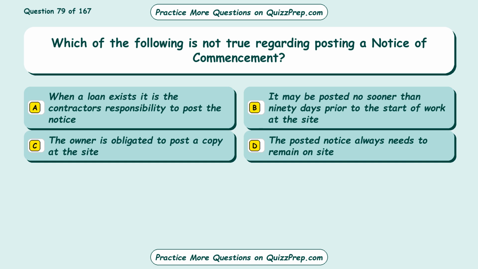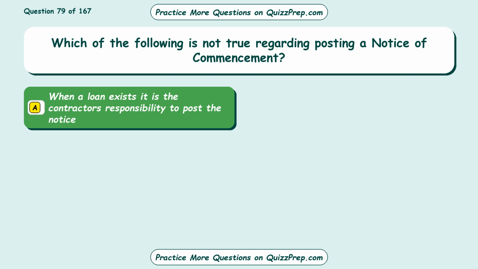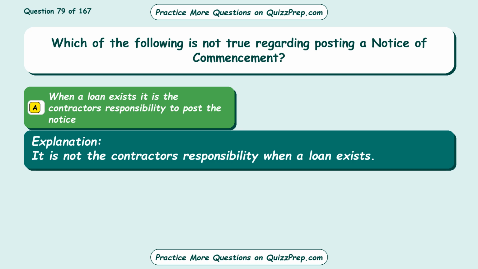Option A. When a loan exists, it is the contractor's responsibility to post the notice. Option B. It may be posted no sooner than 90 days prior to the start of work at the site. Option C. The owner is obligated to post a copy at the site. Option D. The posted notice always needs to remain on site. The correct answer is option A. When a loan exists, it is the contractor's responsibility to post the notice.